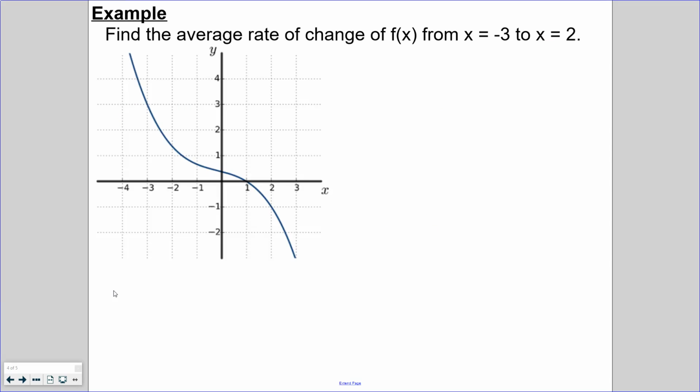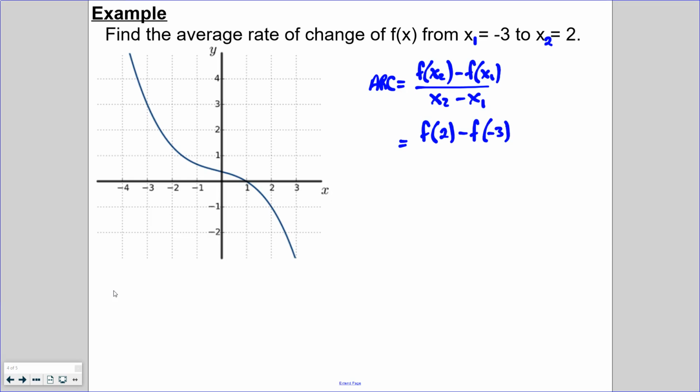Alright, next we're moving on to graphs and finding the average rate of change by gathering information from the graph. So I'll find the average rate of change here from x equals -3 to x equals 2. So I'll start out the exact same way. Average rate of change is f of x sub 2 minus f of x sub 1 all over x sub 2 minus x sub 1. And the problem tells us x sub 1 is -3, x sub 2 is 2, so let's go ahead and plug those values in.